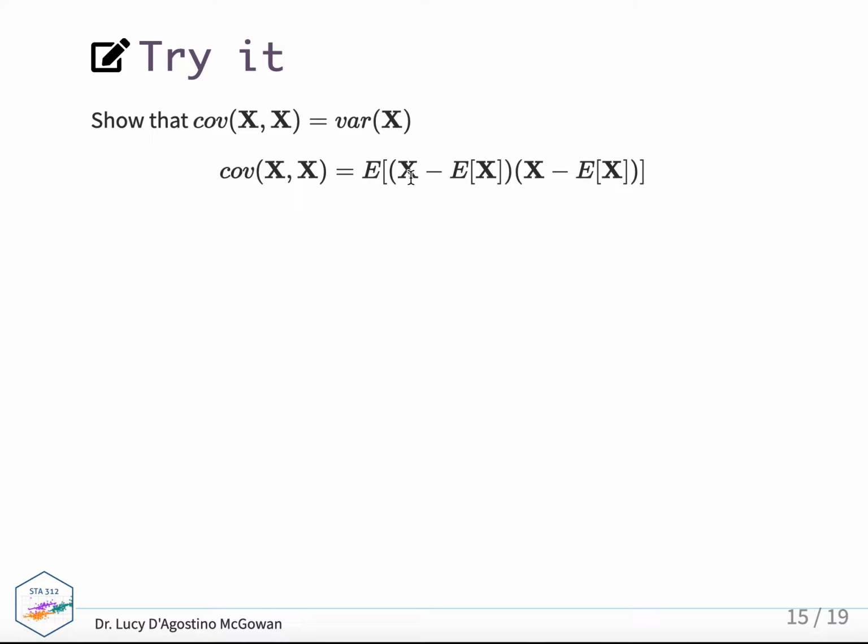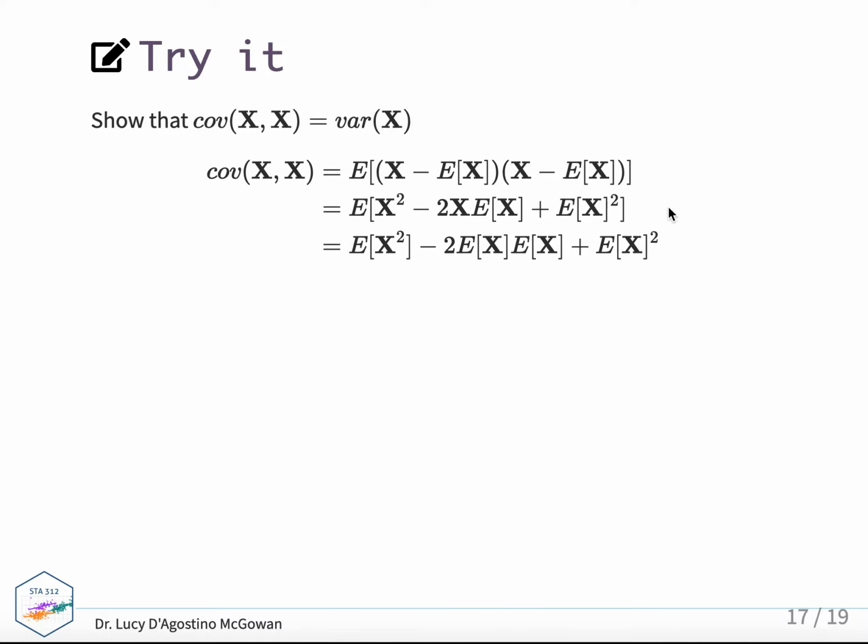So now I'm going to FOIL this inner part here. So I'm going to distribute so that I can further simplify. And so I end up with x squared minus 2x times the expectation of x plus the expectation of x, squared. And using those expectation facts that we just learned, now let's pull this outer expectation through this. And so now we get the expectation of x squared minus 2 times the expectation of x times the expectation of x plus the expectation of x quantity squared.